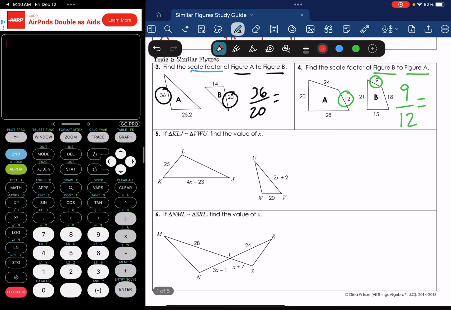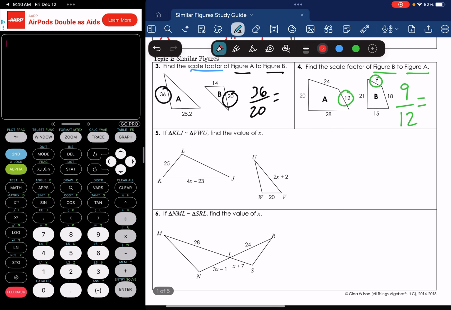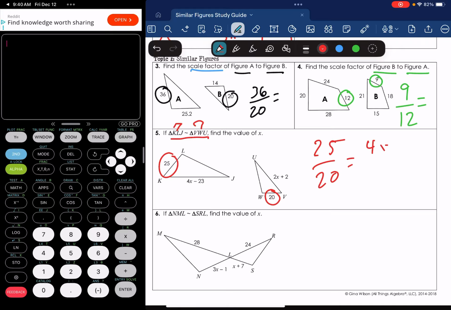Problem 5, it looks like we have a similarity statement here. So that tells you which sides go with which. KL, which is the first two letters, go with VW, which is the first two letters. So it'd be 25 over 20. And then that would be equal to the corresponding sides of 4x minus 23 and 2x plus 2. Honestly, I would reduce this fraction. That'd be 5 over 4, and then you could cross multiply and solve for x.